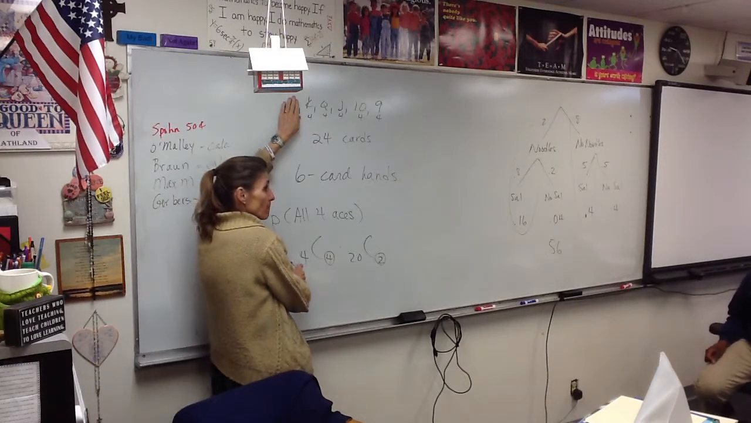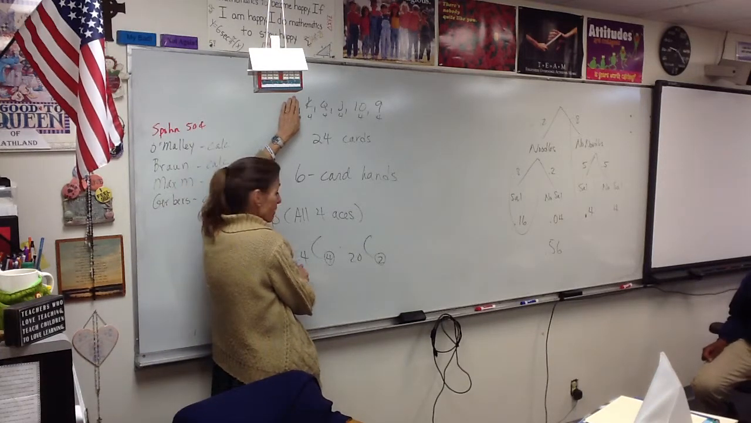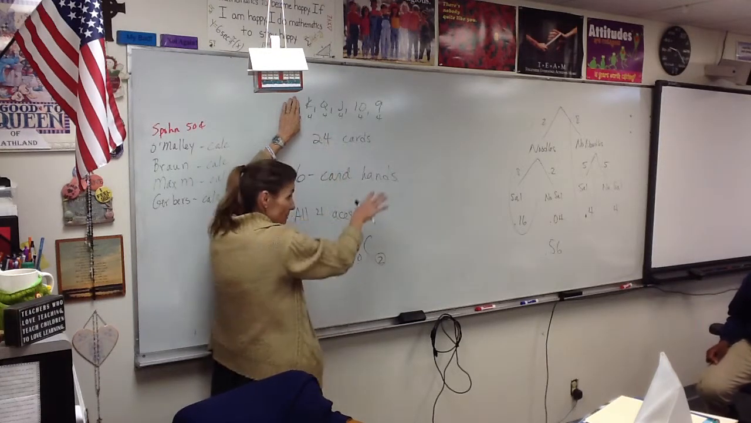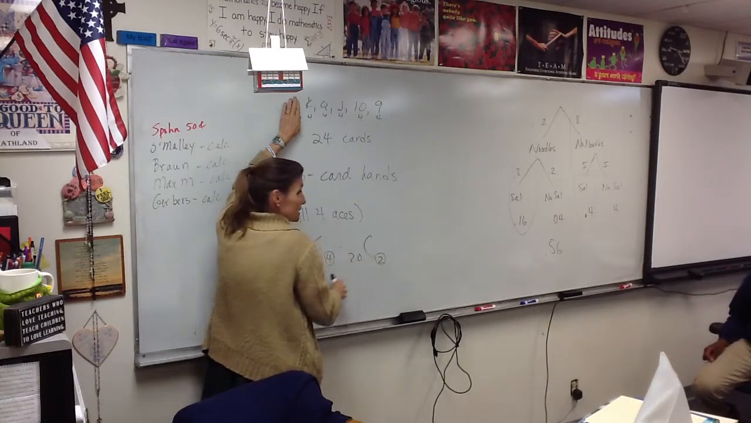Where did this 4 come from? There's 4 aces to pick from. You're picking all 4. What's this number? The total number of cards left, not aces, and you're picking 2.